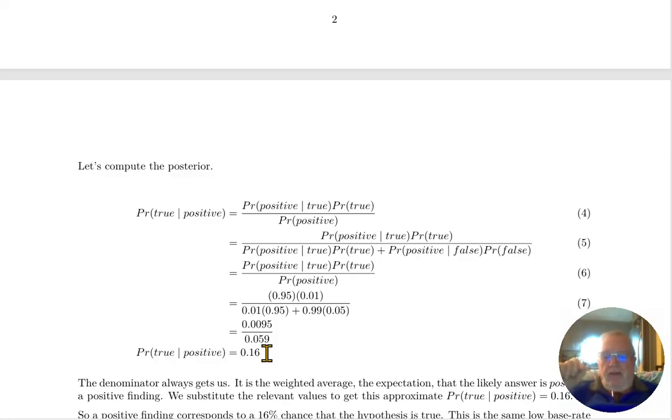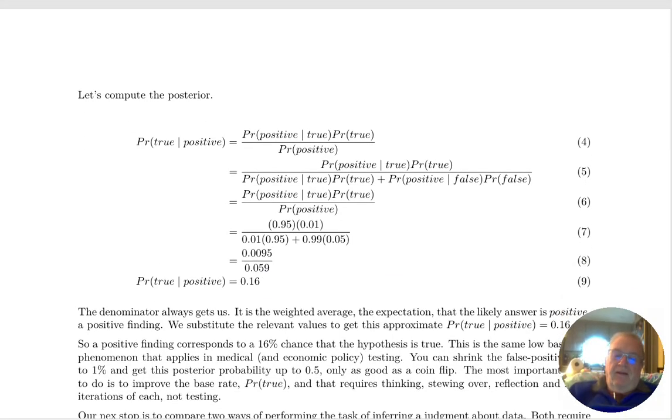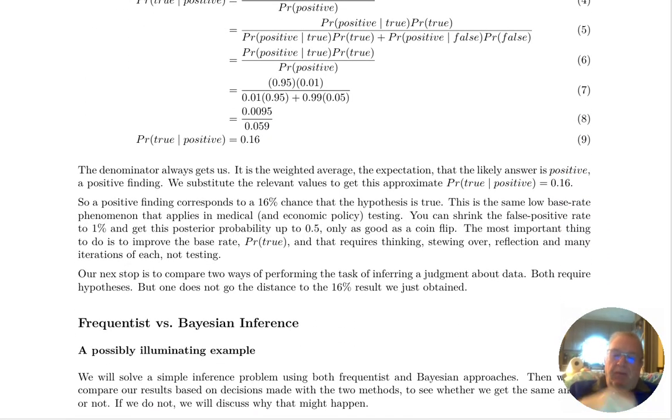Answer is 16. And the beauty of this is if you raise that base rate up to a big number, this is still going to be a fairly small number. Maybe a coin flip, as I say right here. The false positive rate to 1% and get only a probability of 50. It's a coin flip. Okay, you can read that.